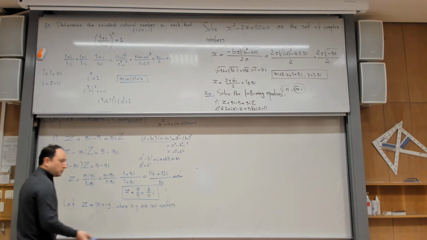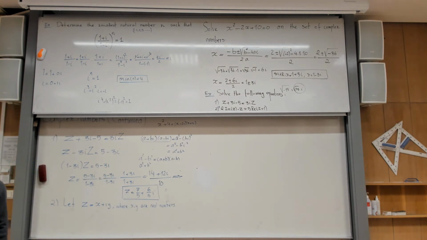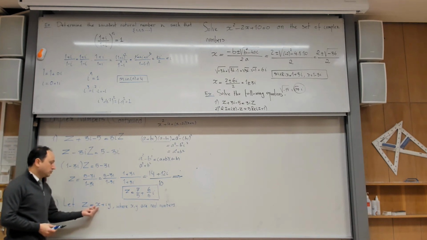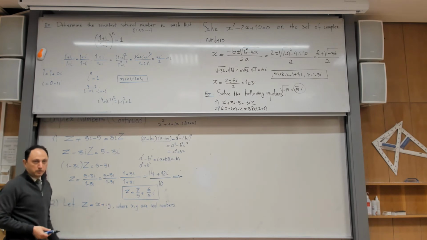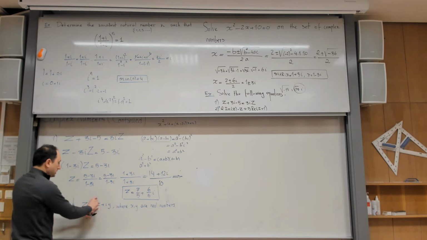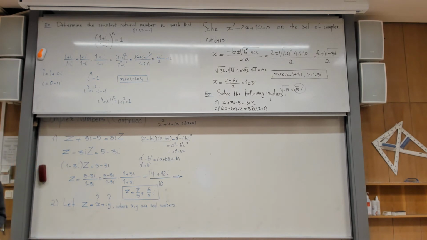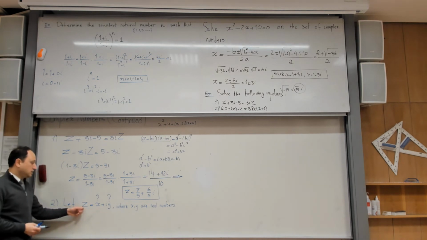This assumption is completely valid because z is supposed to be a complex number. Even if z is real, it is not wrong to say that z is equal to x plus iy, then of course y becomes 0. So then the question is, what is x and what is y? Instead of finding z directly, I write z in this form, and then I find x and I find y. Then if I know them, I know z.